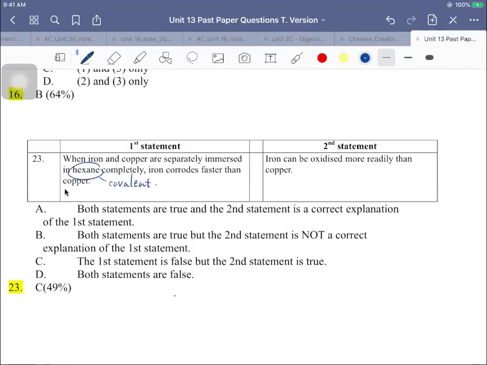And then take a look: iron can be oxidized more readily than copper. Yes, because iron is more reactive than copper, it tends to lose electrons more readily. So the answer should be C. The first statement is false, but the second statement is true.